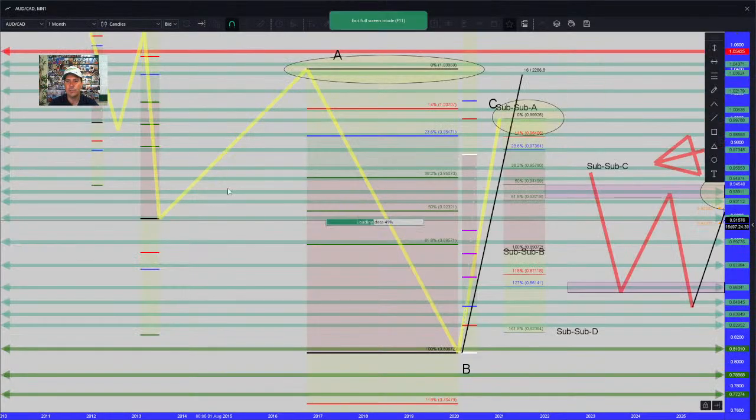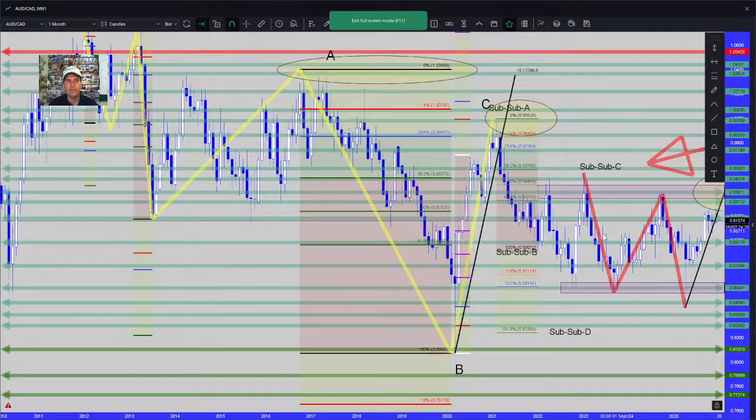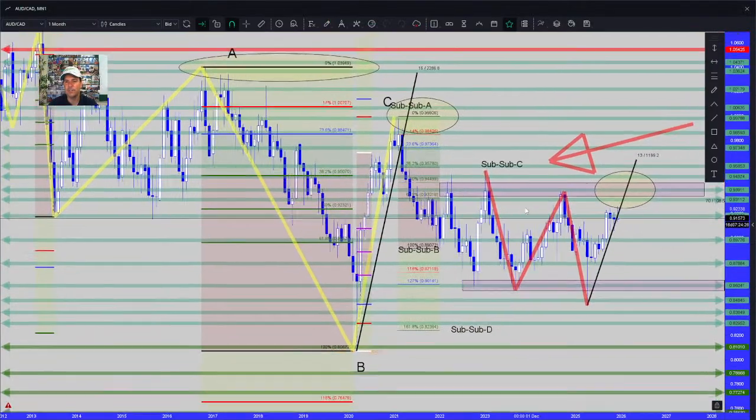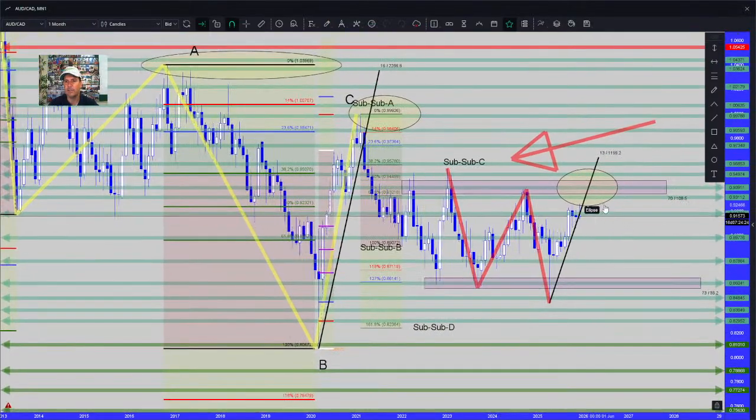Okay, everybody, so AUD monthly chart. Alright, AUD monthly chart.